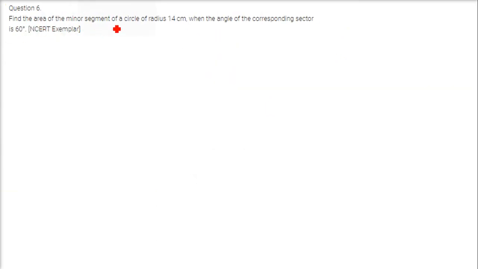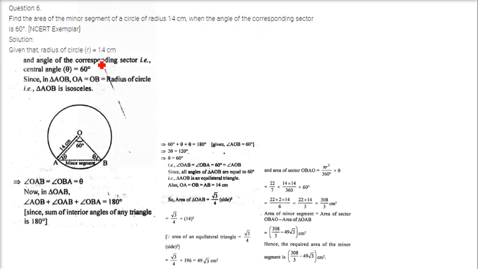Find the area of the minor segment of a circle of radius 14 centimeter when the angle of the corresponding sector is 60 degree. So here we can use the direct formula. We have a circle here, the radius is also given 14 centimeter and there is a minor segment. Now here the angle is given 60 degree. You can just subtract it, or you can use the direct formula.